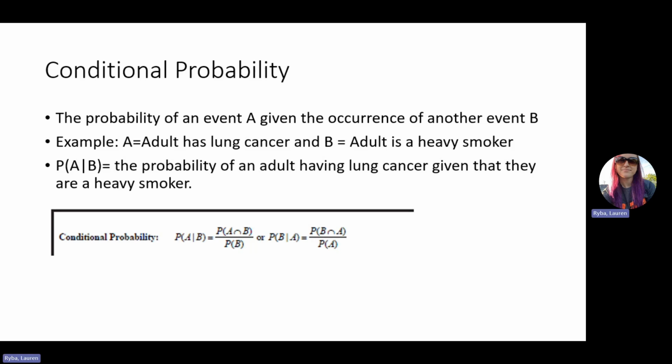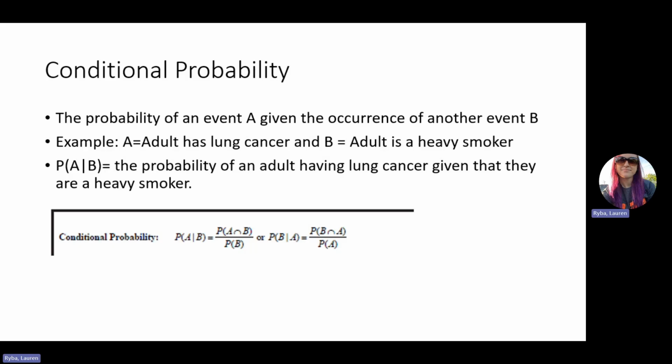So in this case, if A is an adult has lung cancer and B is an adult is a heavy smoker, we can find the probability of A given B, which is the probability of an adult having lung cancer, given that they are a heavy smoker. That second piece of being a heavy smoker clearly is going to have an impact on you getting lung cancer, right? We know that smoking increases your risk for lung cancer versus just never touching anything like that.